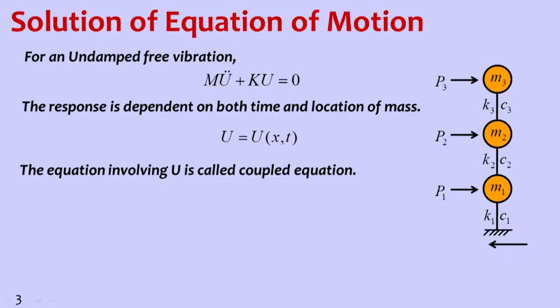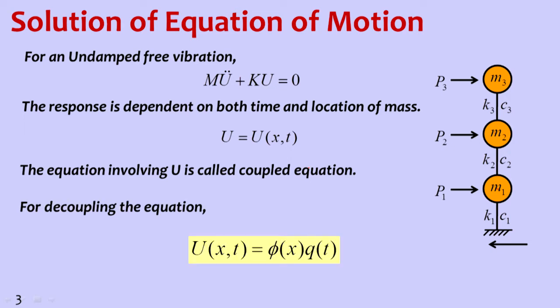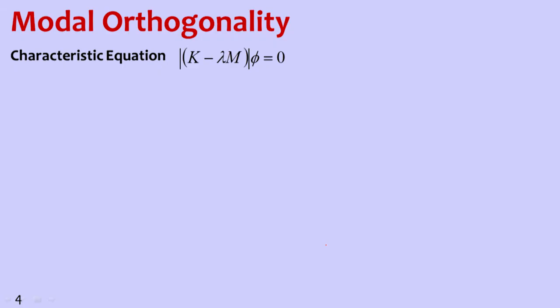The equation involving u is called a coupled equation. So for decoupling that, we need to use the properties of phi, and u is equal to phi of x and q of t. Now, what is modal orthogonality?